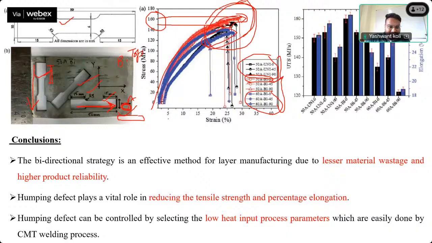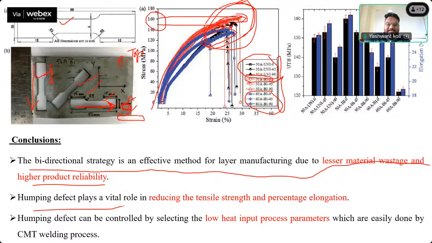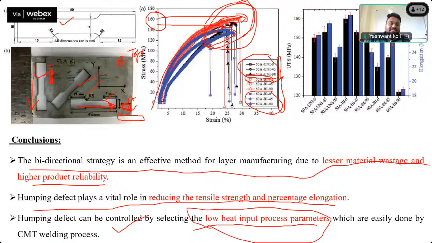So the conclusion for this paper was that the bidirectional strategy is an effective method for layer manufacturing due to lesser material wastage and higher product reliability. Humping defect plays a vital role in reducing the tensile strength and percentage elongation. Humping defect can be controlled by selecting low heat input process parameters, which are easily achieved by the CMT process. If we are considering the GMAW process, humps will be created because of high heat input, so we have to take care of that.